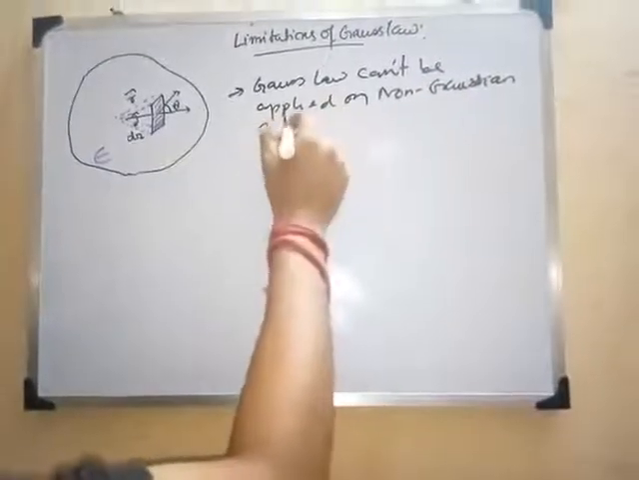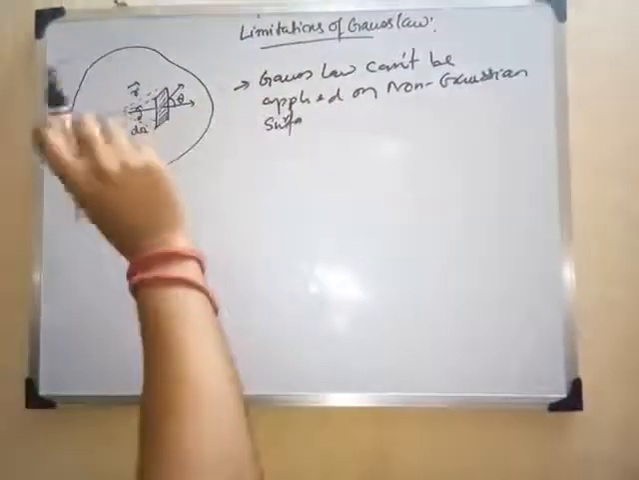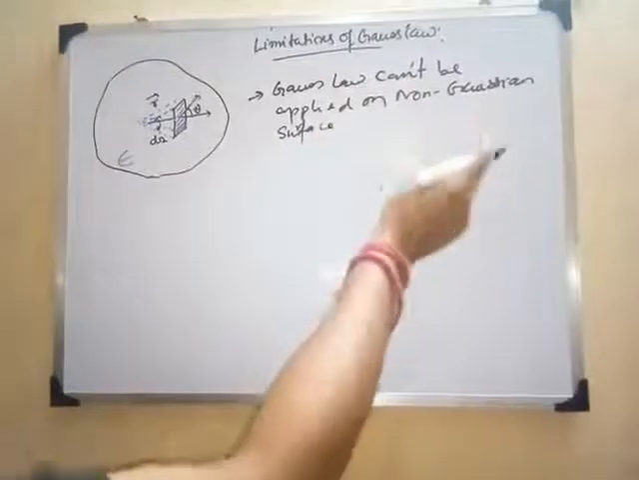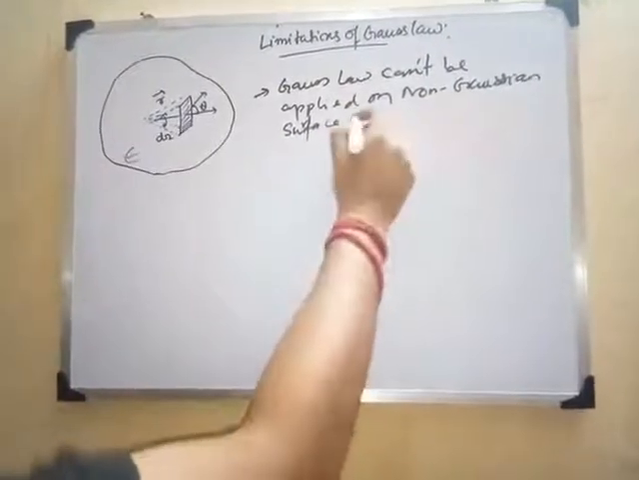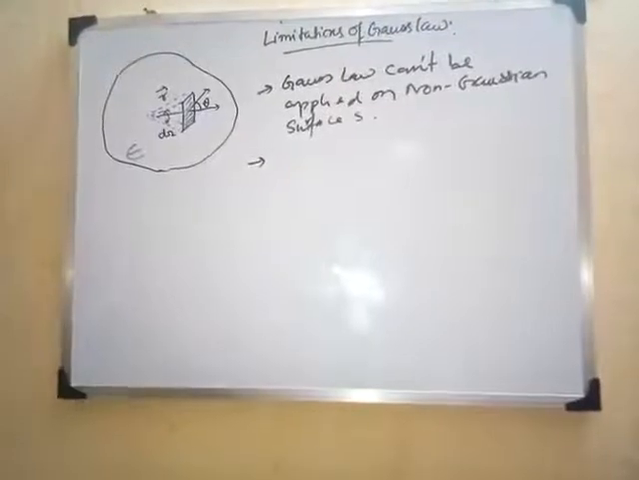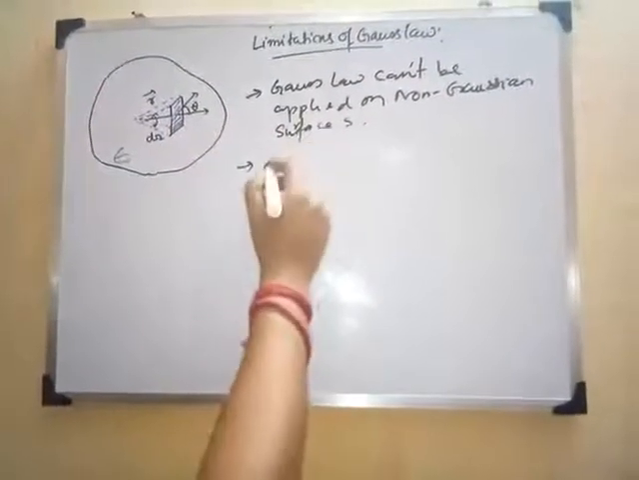Remember these points, because sometimes a 1 or 2 mark question appears asking you to write the limitations of Gauss law. So remember: Gauss law cannot be applied on non-Gaussian surfaces, and it can be applied only if the surface encloses the volume completely. This is also one major point you have to remember.